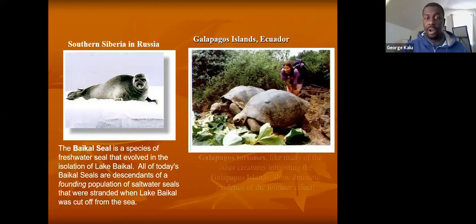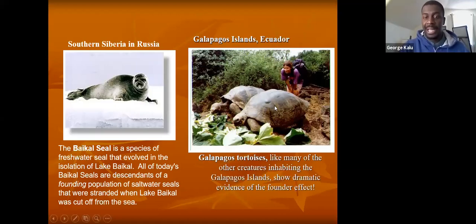The other one are the Galapagos Island tortoises, the Galapagos tortoises, which are huge and massive. And so these ones also seem to have inhabited the Galapagos Islands as founders as well. So part of me wants to ride one of those tortoises and hang out, but those are some massive guys there. Okay, so those are founders.